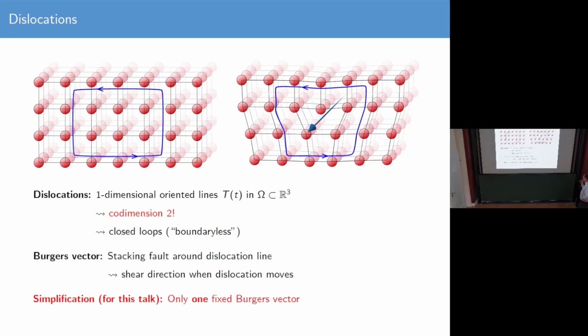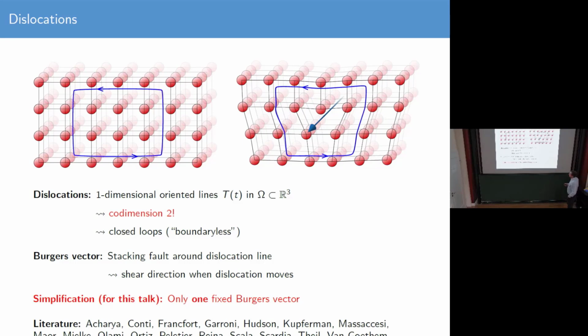And so for this talk, just to keep notation simple, because otherwise we end up with an additional layer of notation, there's only one Burgers vector. It has nothing to do with the actual works. They don't care as long as it's a finite set of Burgers vectors. But I want to just fix it for one here, because otherwise I have to index every quantity by the Burgers vectors, which I want to avoid.